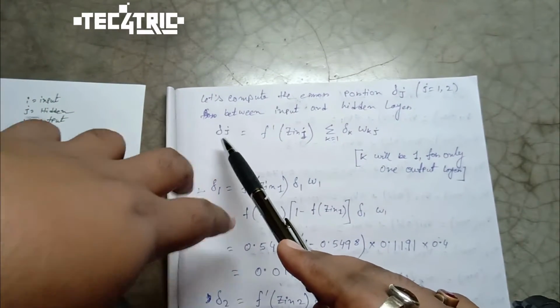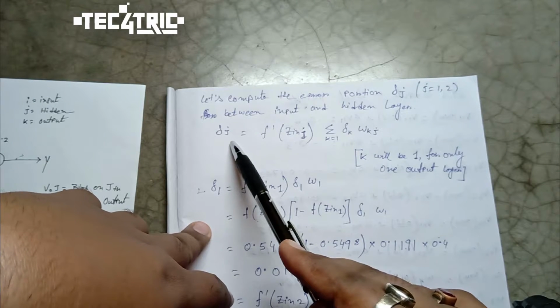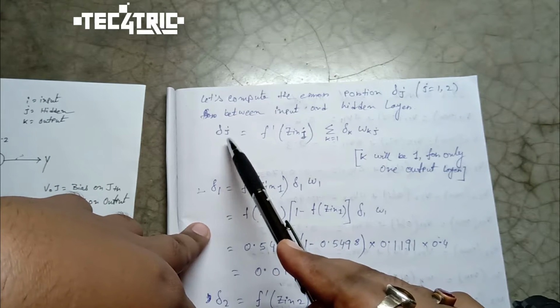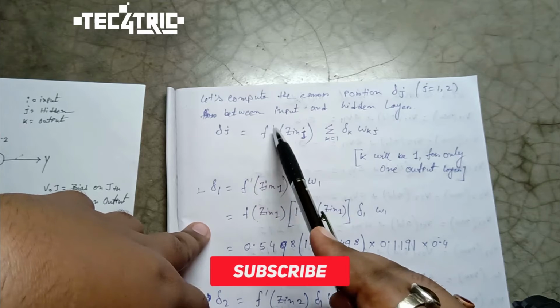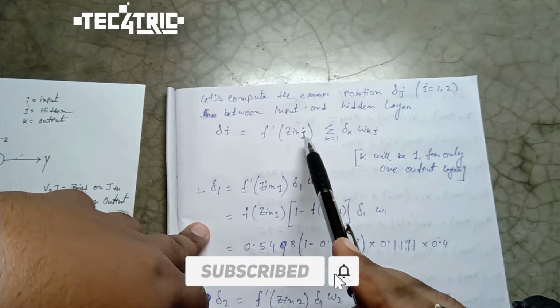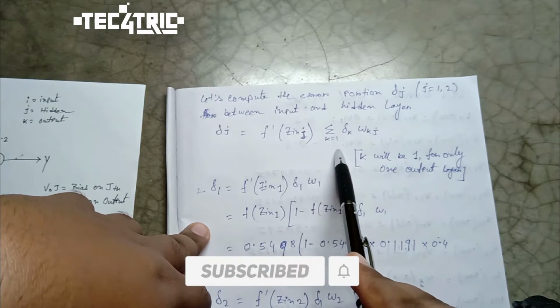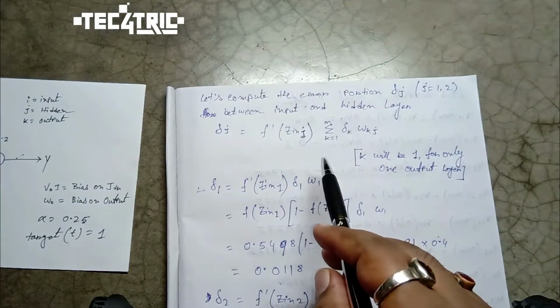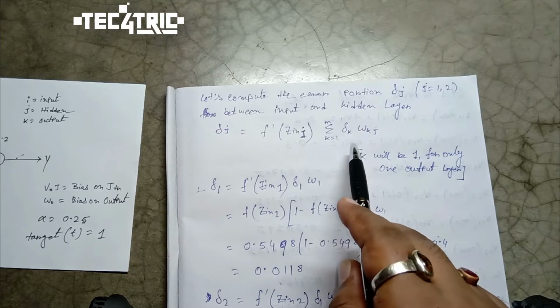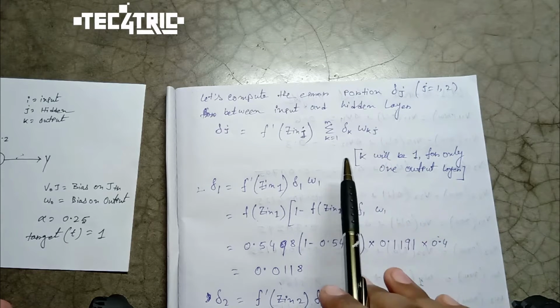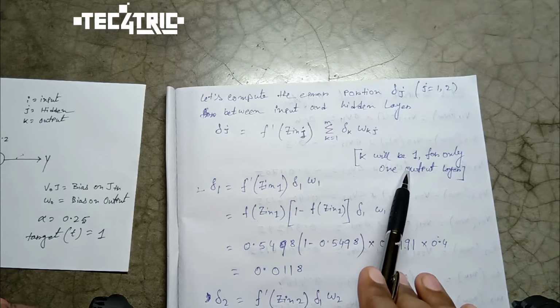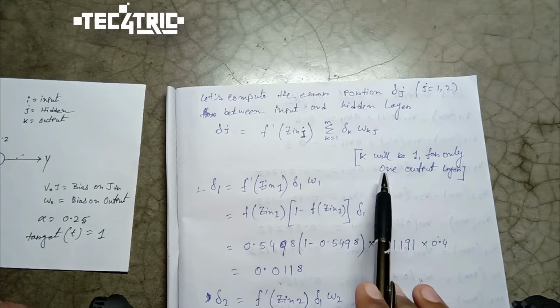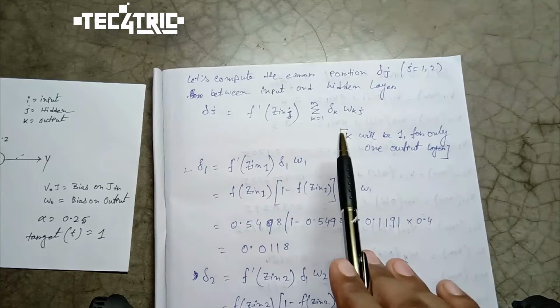So the formula is delta j, where j is the hidden layer, right? So delta j equal to f dash z input j into the summation from k equal to 1 to m of delta k into w k j. Here k will always be 1 because we have only one output layer. So k is the output layer, as I said earlier.